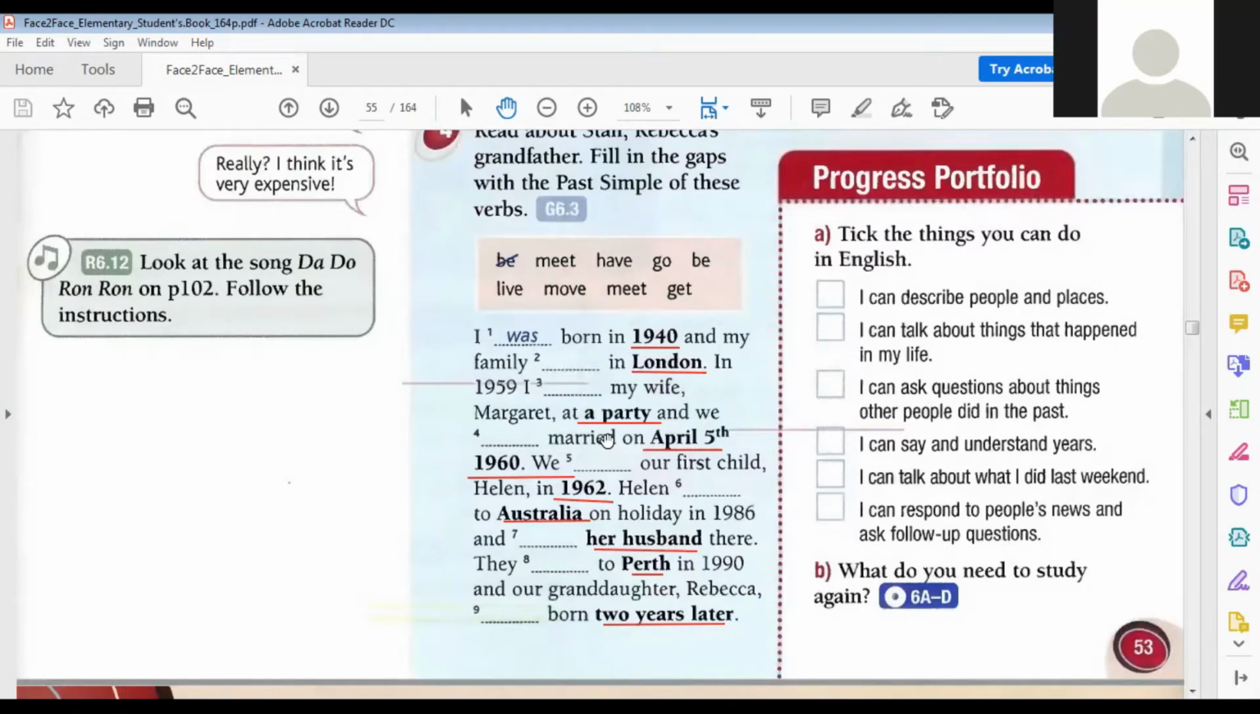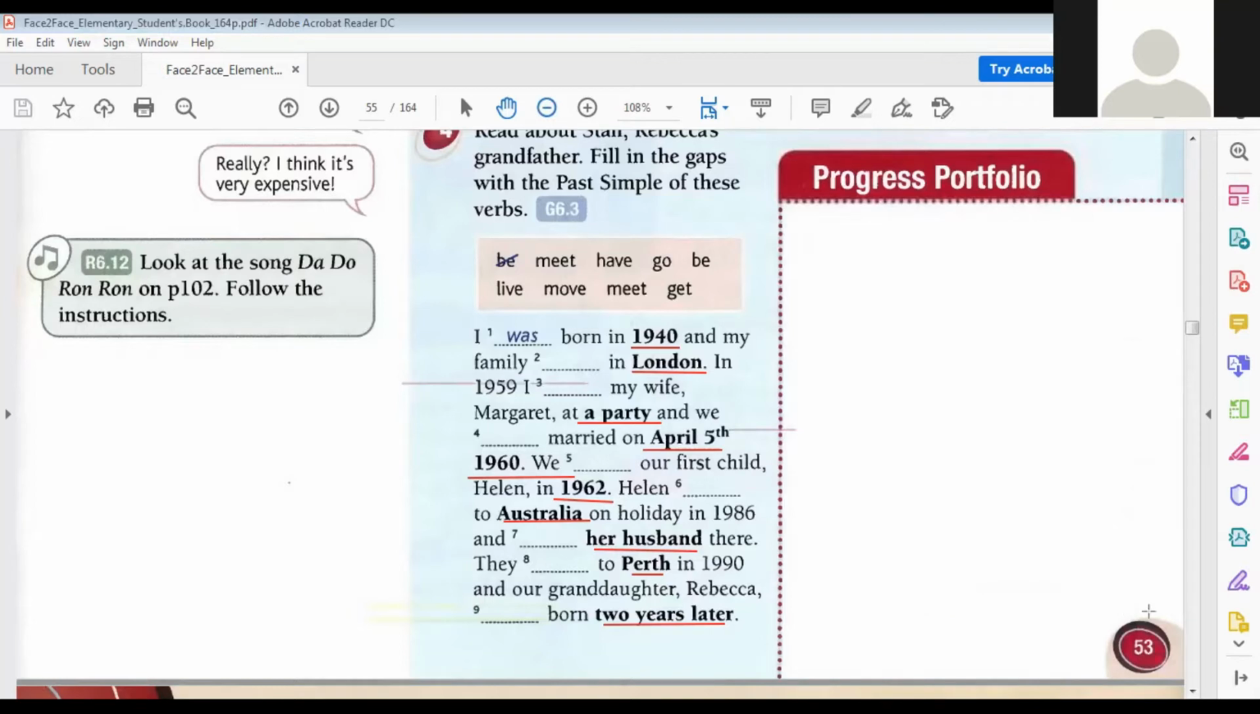Okay, number 3 here, a party. Who can make a question about this? Where did he meet his wife? Great, correct. Let's write the questions. Where did he meet his wife? So this is question number 3. He met her at the party. He met her at a party, right? So he met her at a party.